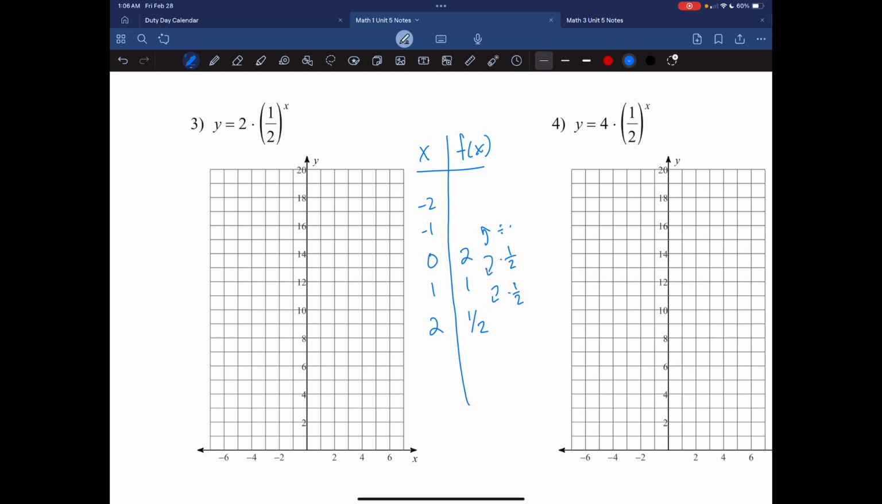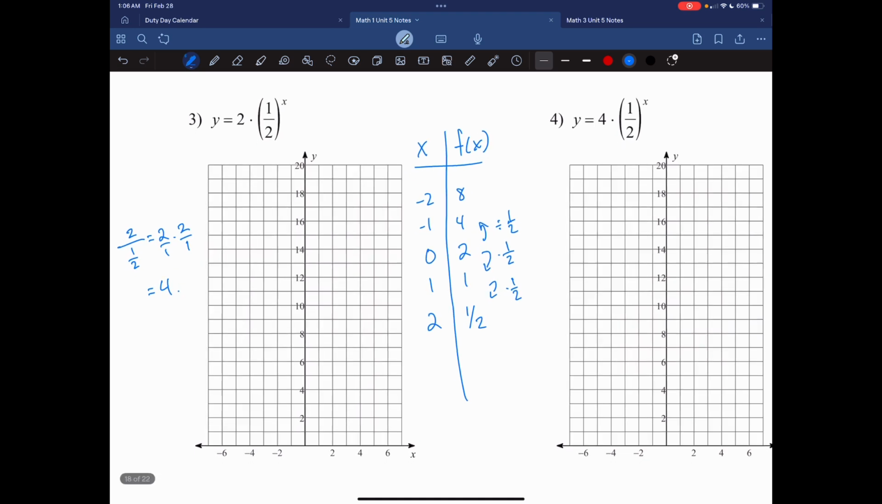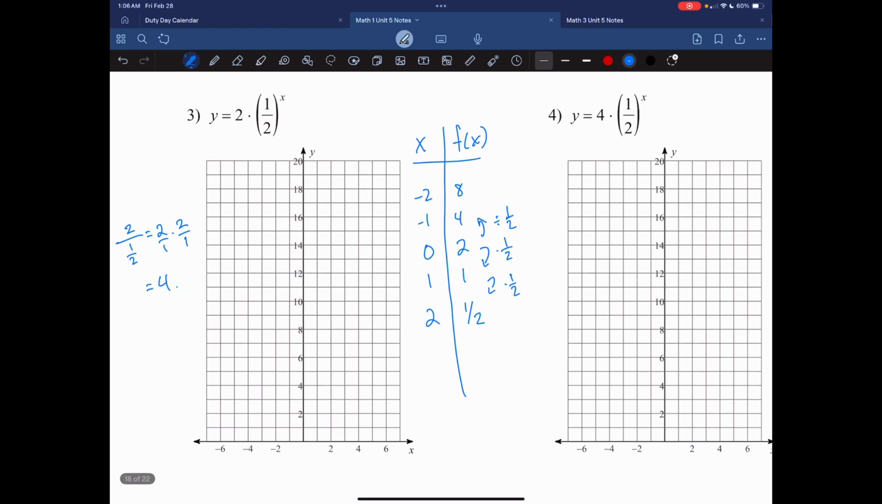When we divide by 1/2, that's like saying multiplying by 2, right? So if I do 2 divided by 1/2, this would turn into, remember, we flip and multiply. So we get 4. So 4 would go here. And then 4 times, same thing, just continuing the pattern, would be 8. So go and plot those points.